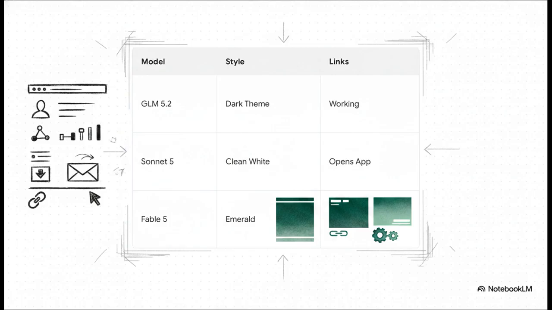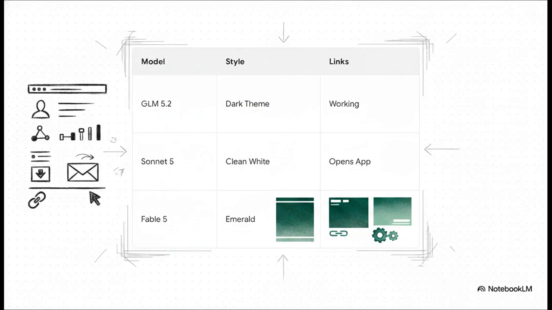3 models, same basic prompt, 3 completely different styles. GLM 5.2 came out swinging with a really solid dark theme. It perfectly pulled the bio and timeline and had totally working nav links. Sonnet 5 fired back, going a totally different route. A crisp, minimal white look with slick scrolling animations, and hitting the email link actually opened the Mail app directly. Nice touch. But Fable 5?